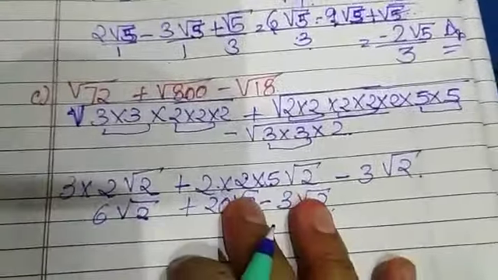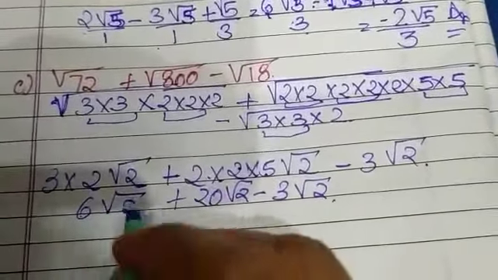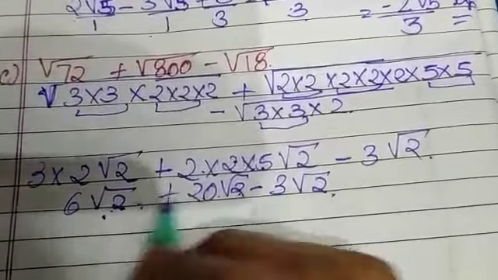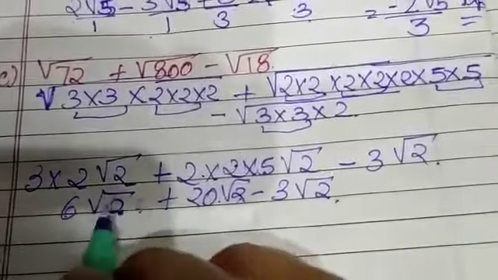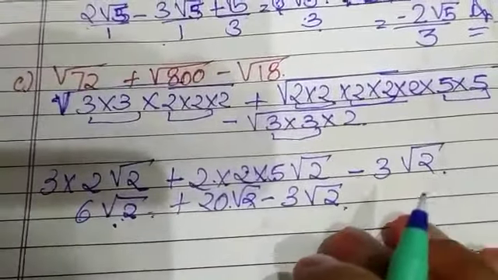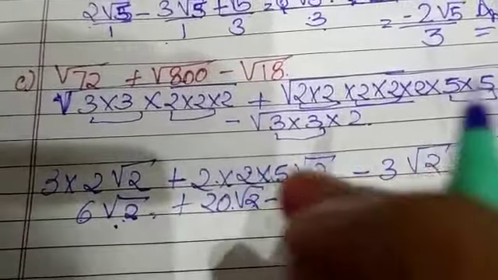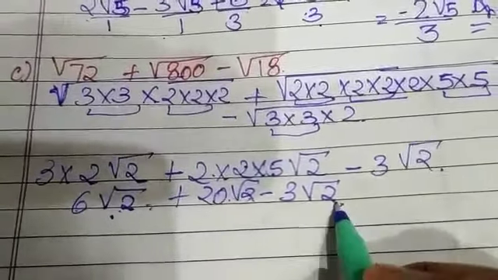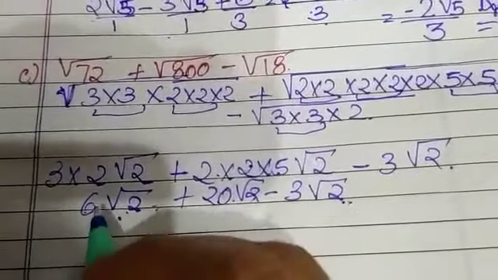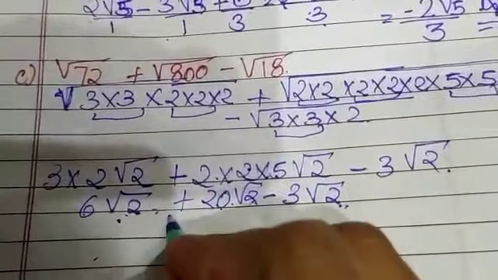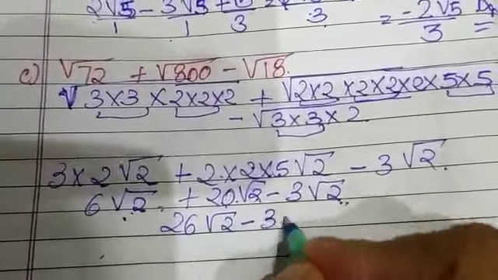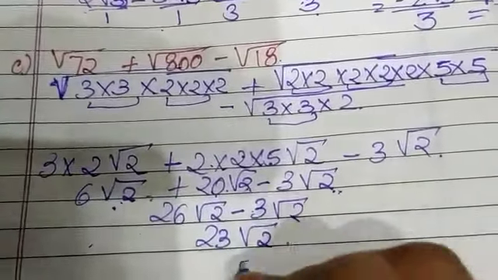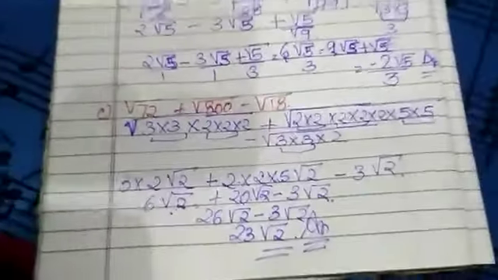I hope it is clear till here to all. So 20 plus 6. Now see, all these have under root 2 with them, so these can be simplified further. If any of the terms has a different root, like under root 5 or under root 3, these cannot be simplified, but as they have the same under root with them, these can be simplified further. So 6 plus 20 will be 26 under root 2 minus 3 under root 2. 26 minus 3 will be 23 under root 2. This is the simplified answer for this question.